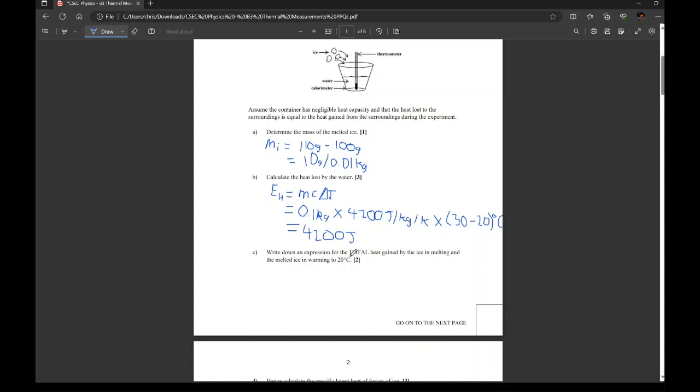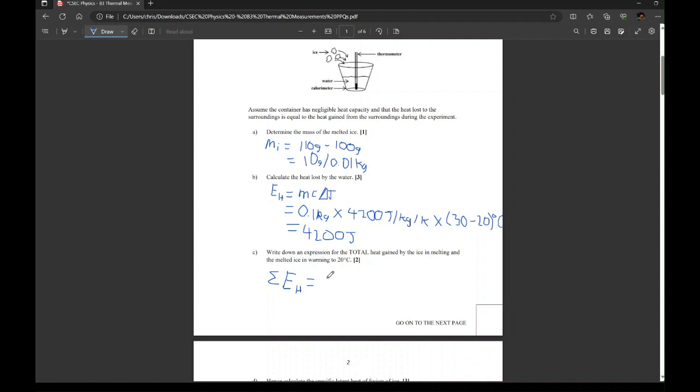One, we're going to have to apply a latent heat formula for the change of state. And we're also going to have to apply a regular heating formula, or a regular energy change formula, which is the MC delta T formula, for the ice warming, or the melted ice rather, warming to 20 degrees Celsius. So to represent total heat gained, I'm just going to write sum, and that's the summation sign. And I'm going to write EH. So this basically means total energy gained to heat, right?